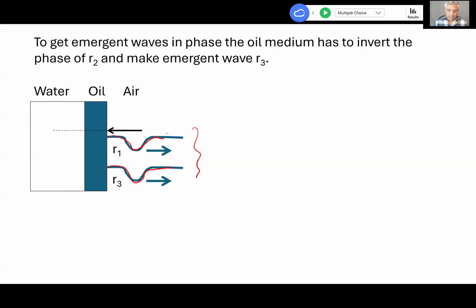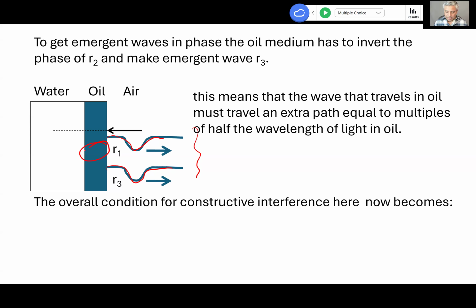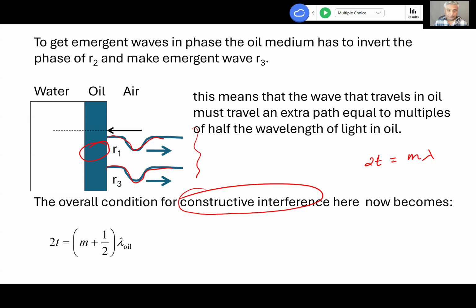And how can I do that? By controlling the thickness so that it inverts the phase. And that's what I'm doing. I'm writing all those. So see, although we are looking for constructive interference, and we learn that constructive interference occurs when we have m times lambda, we are writing this equation. Why?